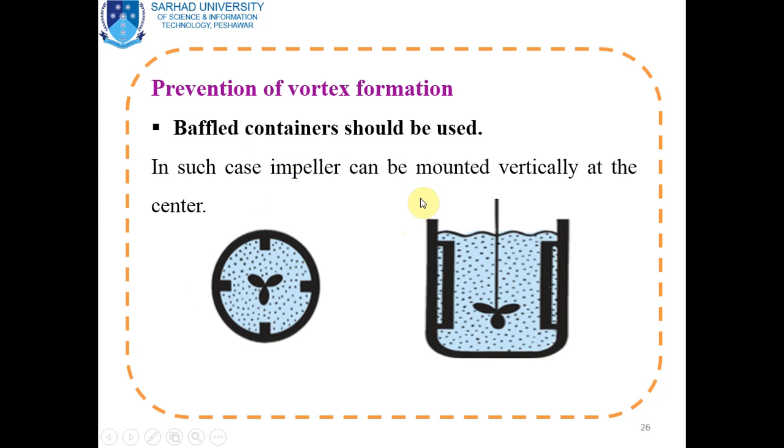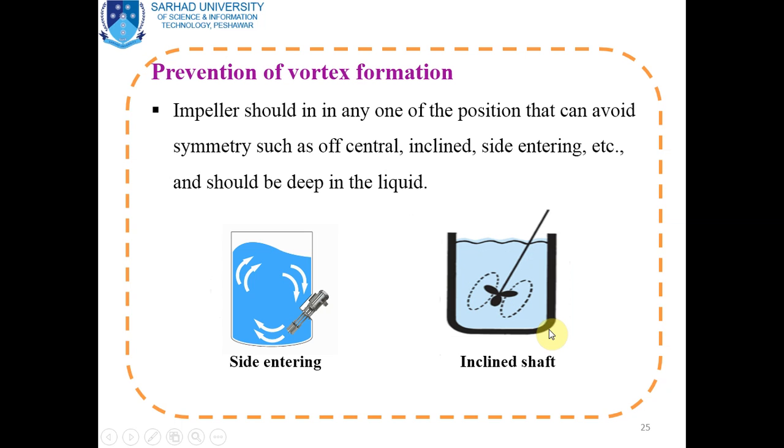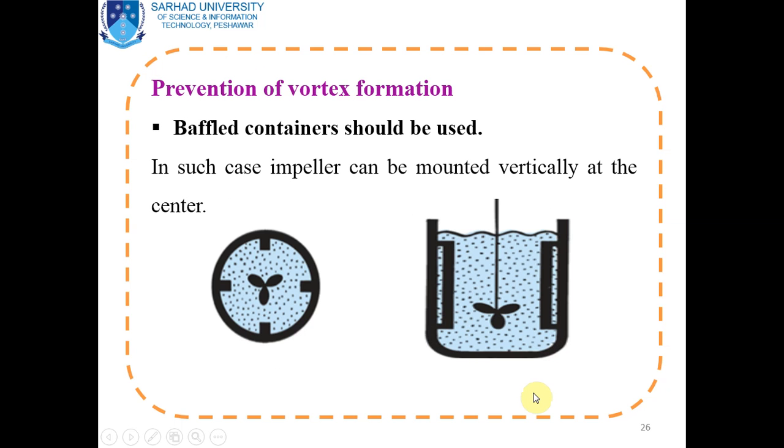Baffled container: if we use a baffled container like this one, these are the baffles, instead of this one that is not baffled, but here an inclined shaft is used to avoid the vortex formation. If we use this type of container, which is a baffled one like this or that, in such a case the impeller can be mounted vertically at the center, but the baffled containers are used in order to prevent the vortex formation.